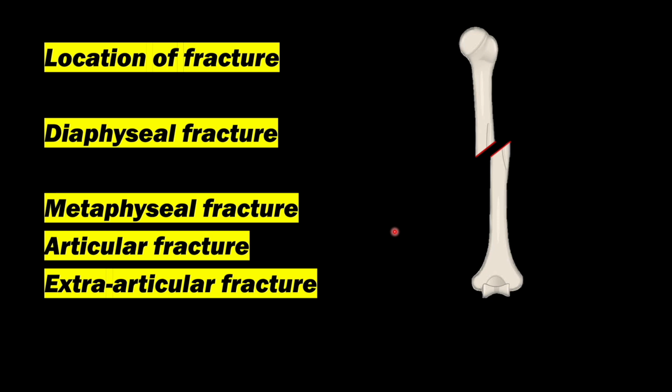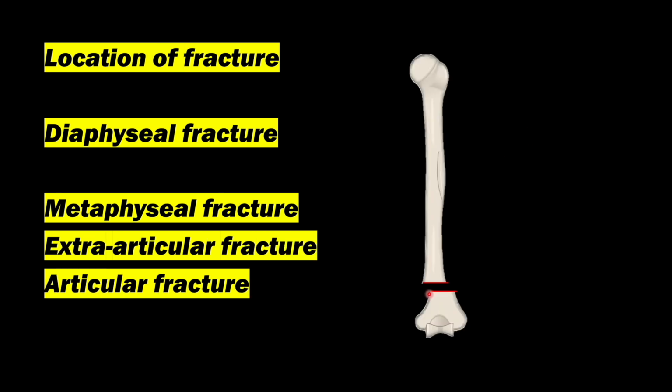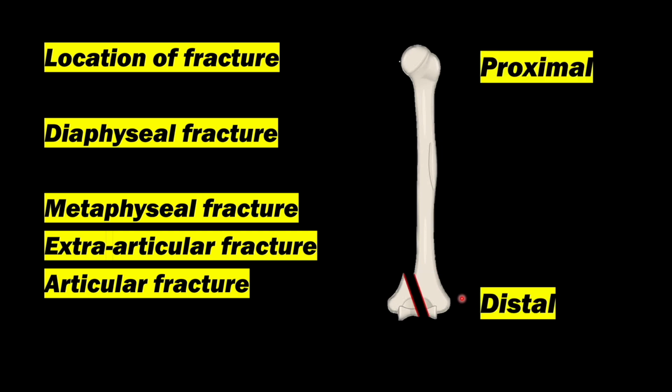The first parameter is the location of the fracture. We all know that the bone is divided into three main regions: the epiphysis, the metaphysis, and the diaphysis. This is epiphysis, while this is metaphysis, and this is diaphysis, whole of the shaft of the bone. So fracture can be diaphyseal one like we see here. It can be metaphyseal one like this, and it can be metaphyseal with extension into the epiphyseal area, or you can say intra-articular fracture or articular fracture.